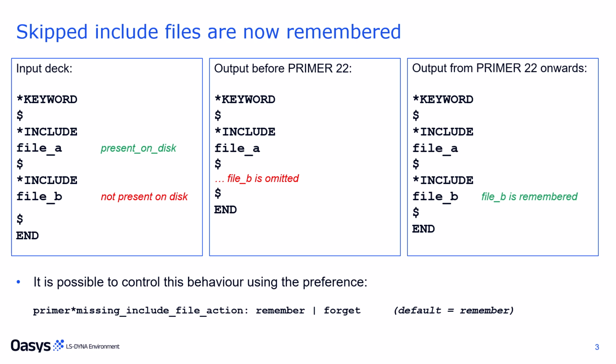From Primer 22 onwards, this behavior changes by default. A skipped include file is now remembered in the model as a placeholder. It will appear in the include tree, but with options limited only to reading it. During keyword output, an include card for the file is created, but the file itself is not written. If the old behavior is wanted, it can be set interactively in the Model Read Options panel, or by setting the preference Missing Include File Action to Forget.